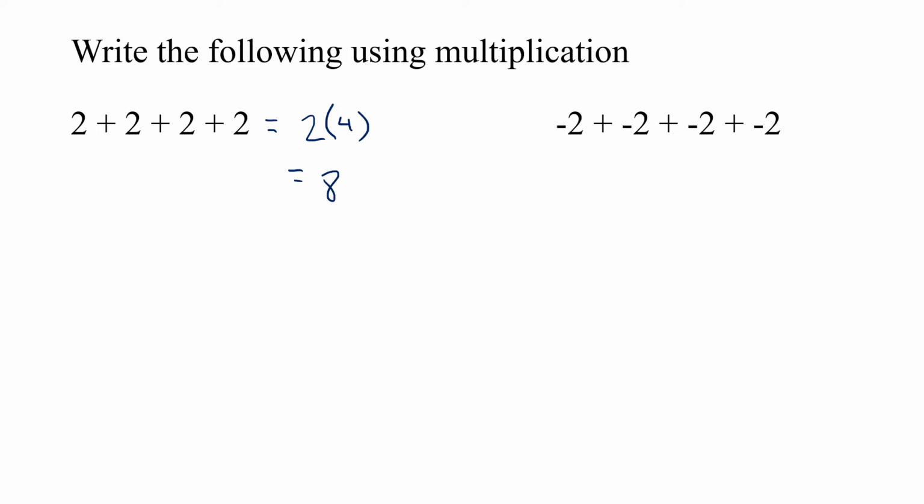And I can do the same with negatives. So that's negative 2 four times, so that's negative 2 times 4, and I get negative 8 in this case, because negative 2 plus negative 2 plus negative 2 plus negative 2 is negative 8. So negative 2 times 4 is negative 8.